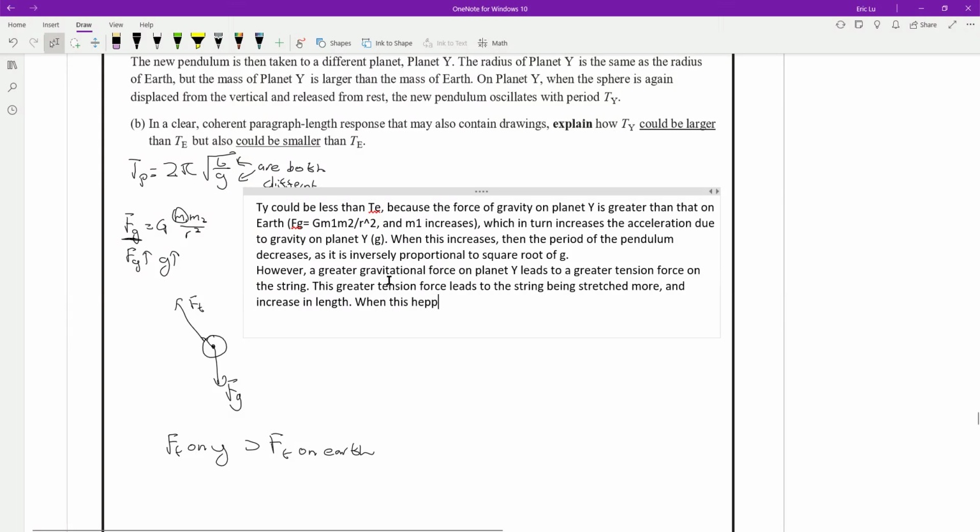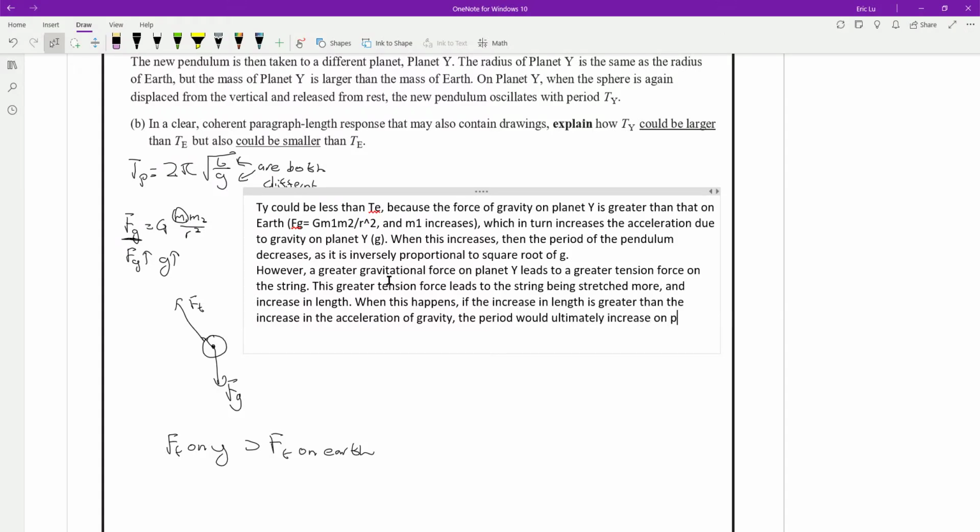When this happens, if the increase in length is greater than the increase in the acceleration of gravity, the period would ultimately increase on planet Y.